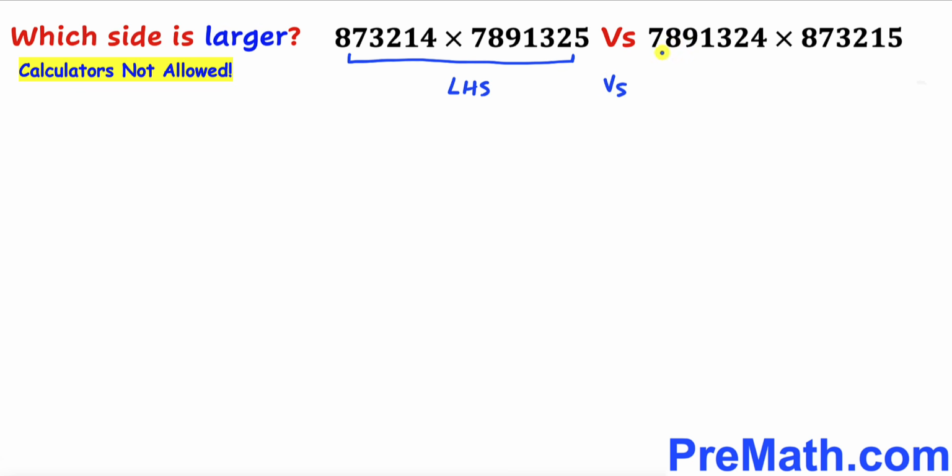The left-hand side versus the right-hand side. And please bear in mind, we are not supposed to be using calculators of any kind.